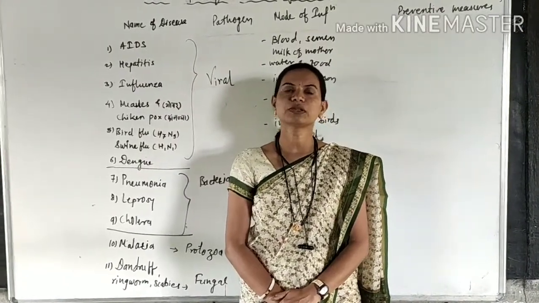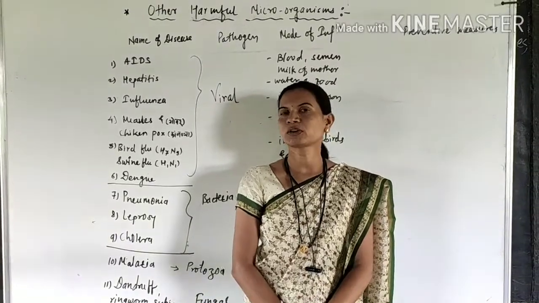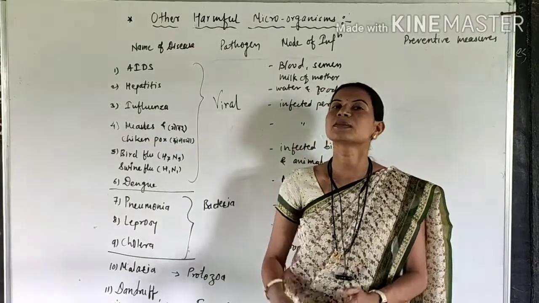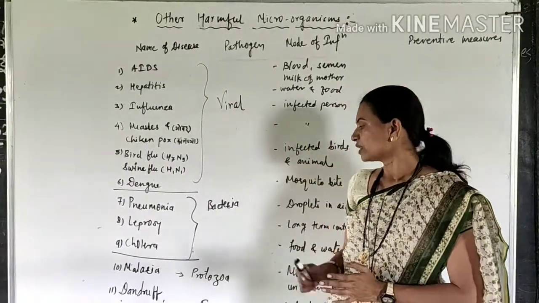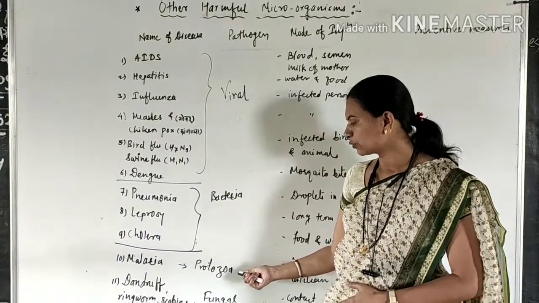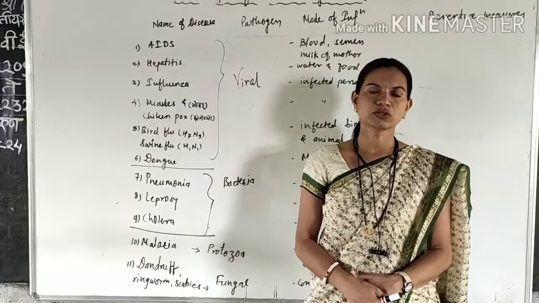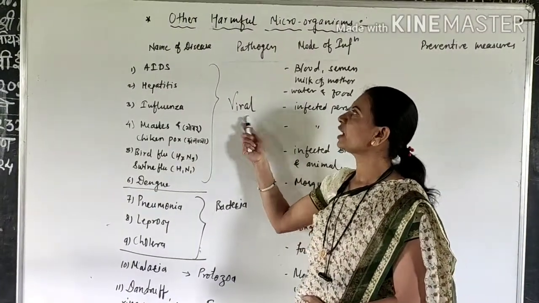So in your book, one chart is there. In this chart, some harmful microorganisms are listed. Among these microorganisms, some are bacteria, some are viruses, and also some diseases are due to protozoa and some due to fungal infection. So first, some diseases are viral diseases.